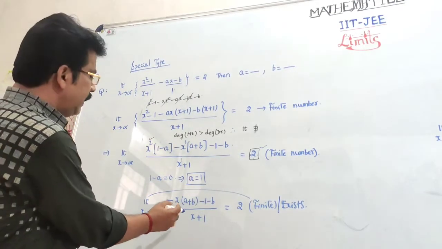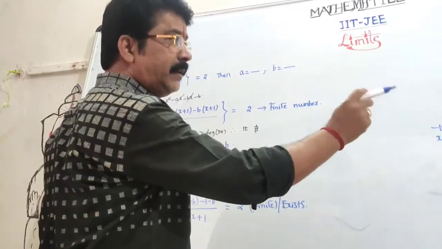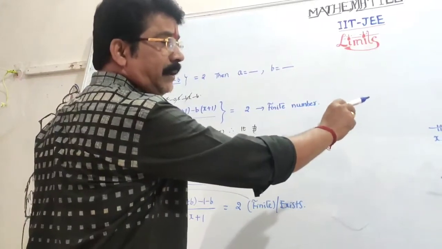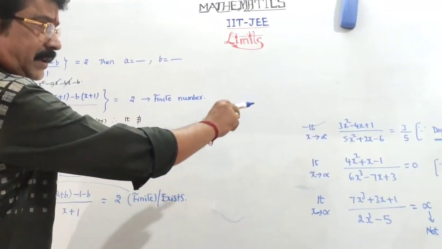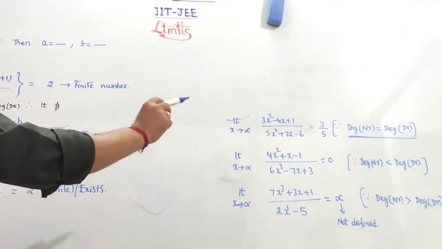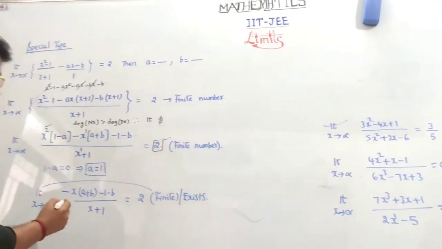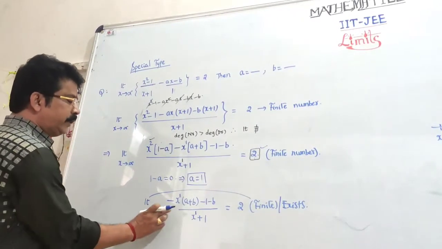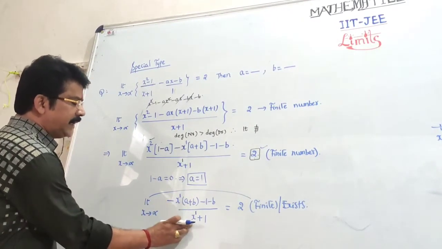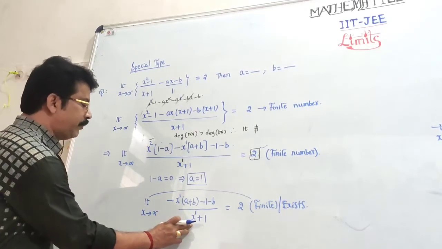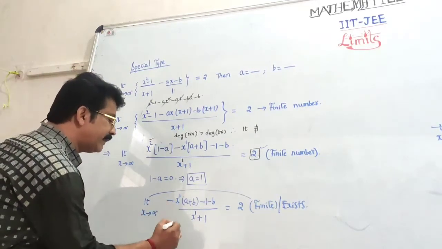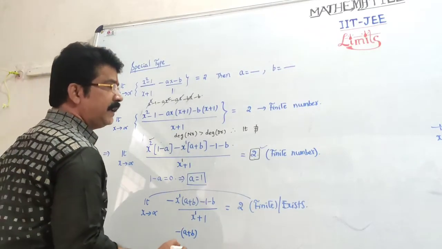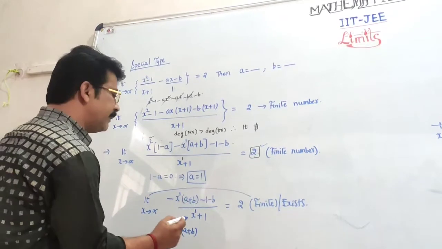In which case we have to consider the degree of the denominator. Then we shall consider only the coefficients of x, the highest degree of the numerator and the highest degree of the denominator. Similarly here, x power 1 in the numerator, and it is also x power 1 in the denominator. So the degree of the numerator is equal to the degree of the denominator. So therefore we follow that. What is the coefficient of x here? Minus of a plus b.